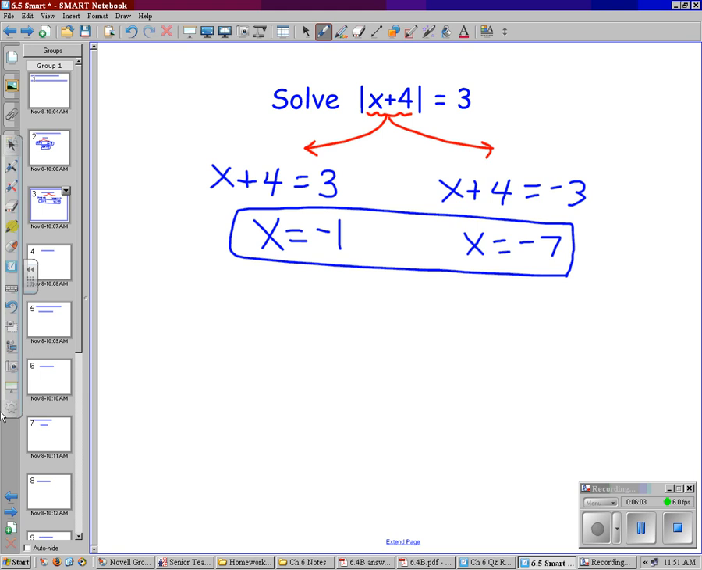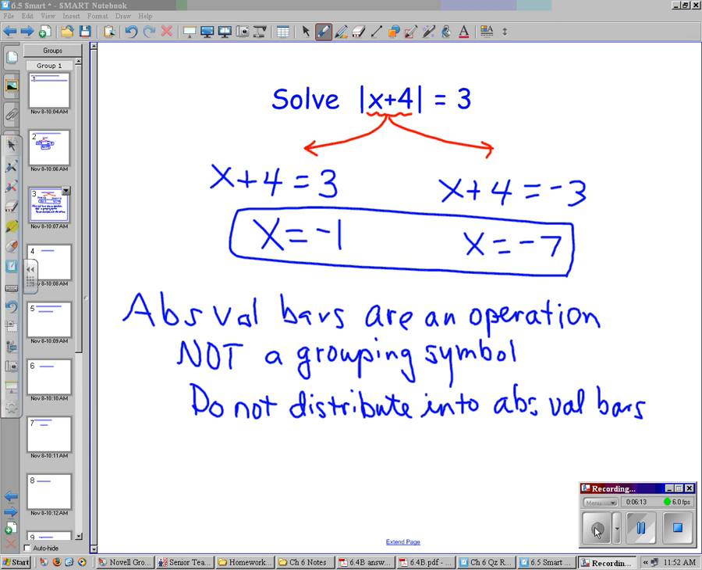They are not a grouping symbol. Absolute value bars. I'm going to stop this so I can write. Okay, the absolute value bars are an operation. They are not a grouping symbol. You do not distribute into absolute value bars. That's something that's later as we're starting to look at some problems.